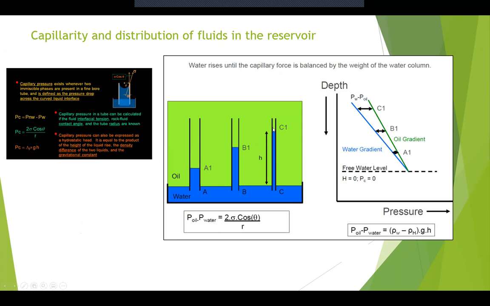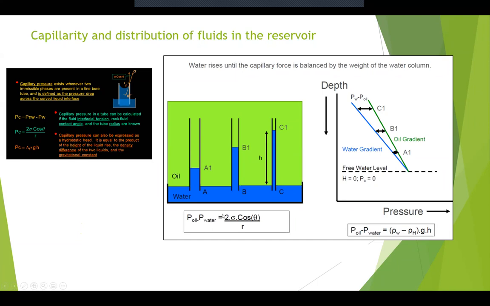And this can be reflected in the pressure data, because the pressure data is measured from the field. If we plot the water pressure gradient and the hydrocarbon gradient, the difference between the oil pressure and water pressure is exactly what we call capillary pressure. So the definition of capillary pressure is the difference between the oil pressure and water pressure.